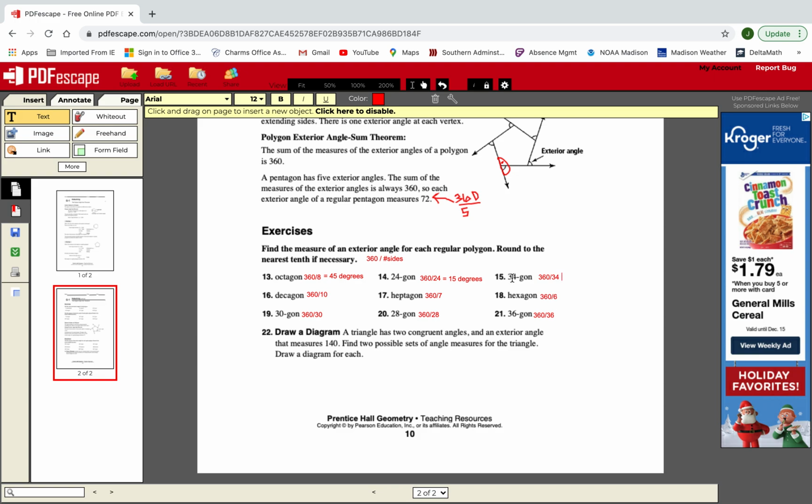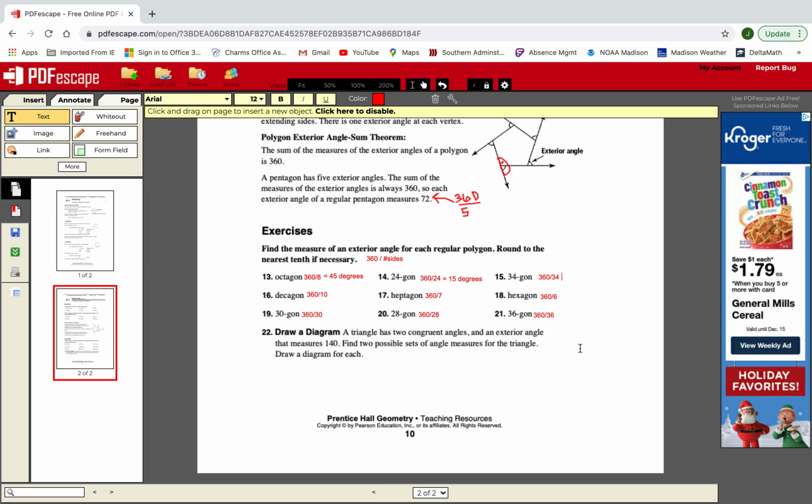Notice that the greater the number of sides, the smaller the exterior angle, because the interior angle is bigger. The greater the number of sides, the more and more your polygon is going to look like a circle. So the interior angle measure gets closer and closer to 180, which would be a straight line, which is not going to happen, but it gets closer and closer to it.